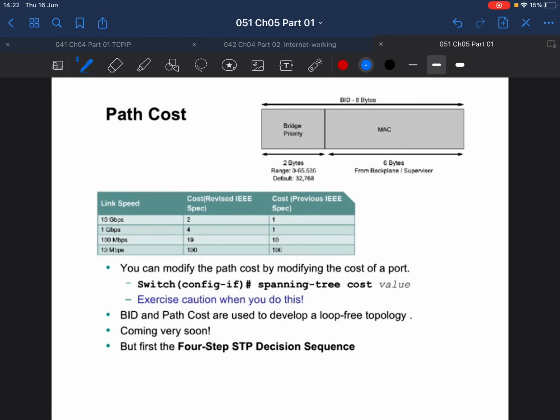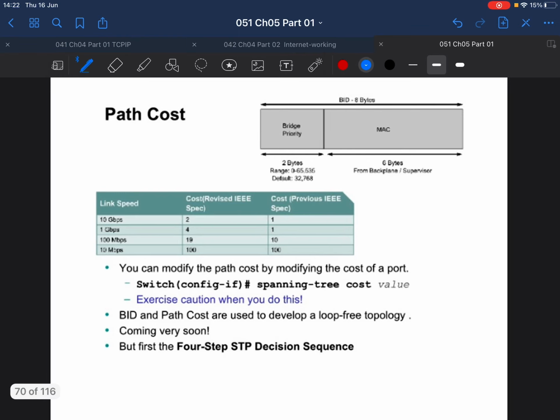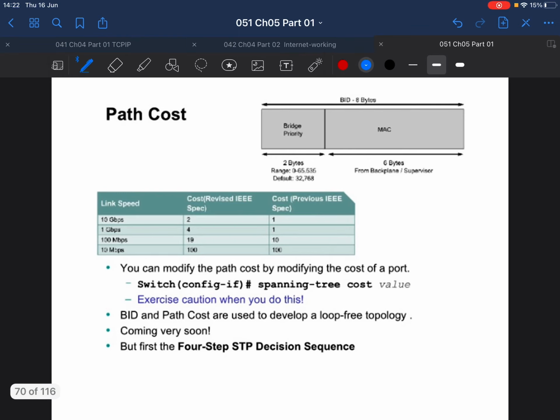So this is path cost. You can modify the path cost by modifying the cost of a port. BID and bridge ID and path cost are used to develop a loop-free topology. But first, the 4-step STP decision sequence.